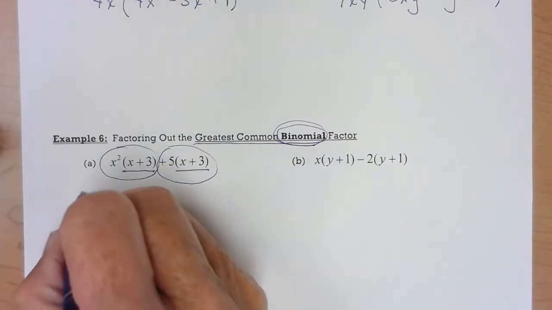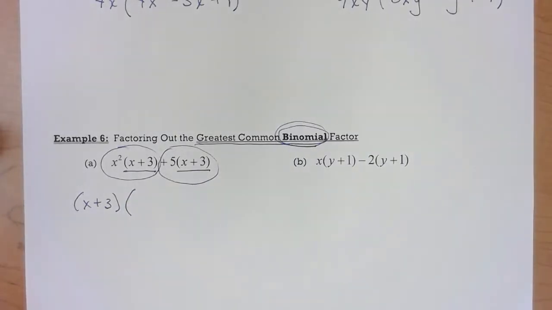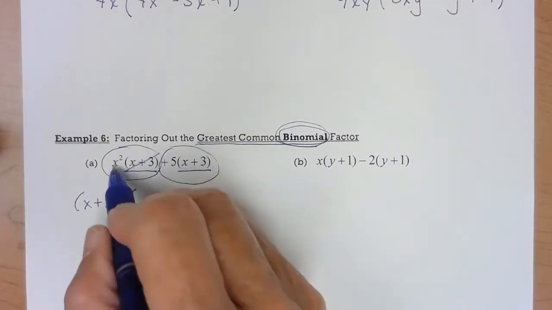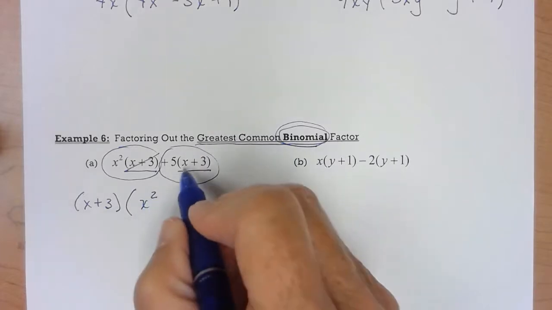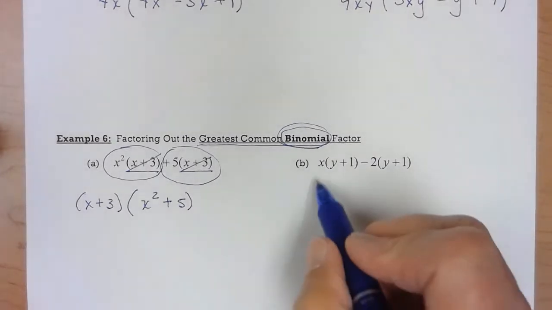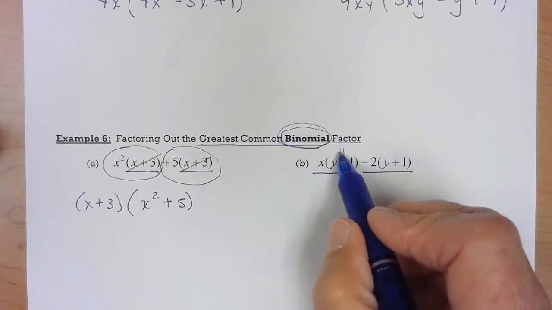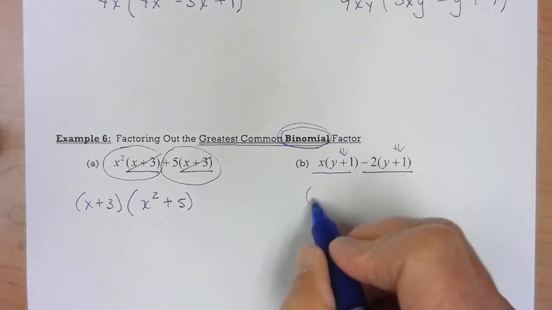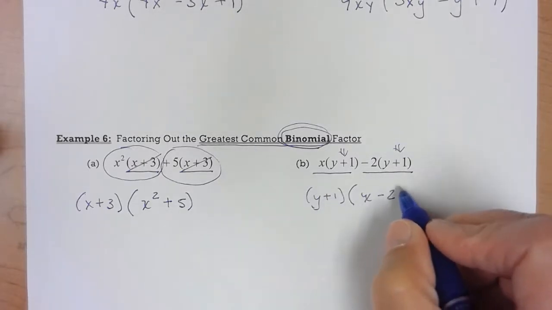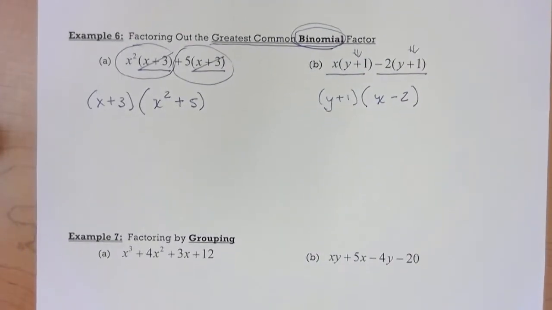So when I factor out, I use parentheses, so I've got x plus 3, and in my next parentheses, I write down what I have left over once I factor these out. So if I factor that out of this term, I have an x squared. Factored out of that term, I have a plus 5. So that's it. Now I've got this term and I've got this term. What they have in common is the y plus 1. So I factor out a y plus 1. What I have as leftovers is x minus 2. So that's that one.